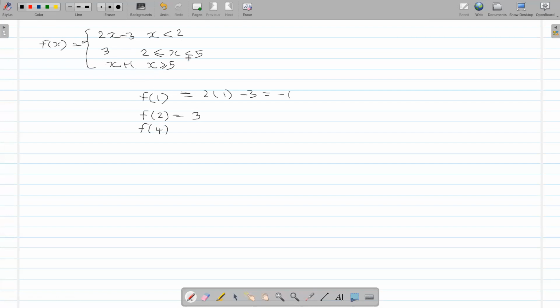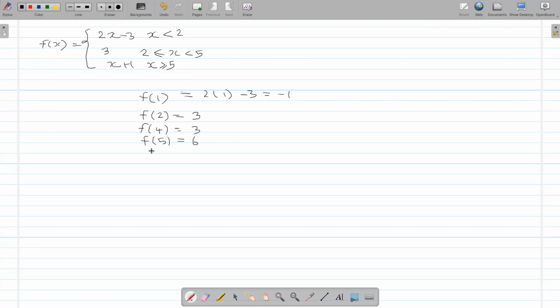f of 4 also falls in between these two, no? 4 is between 2 and 5. So for that, I use this, okay? Then f of 5, can you tell the function value? What is the function value for f of 5? Good, because I have the equal sign here. Okay, thank you. So here, 6, no? Yeah, that's correct, 6.